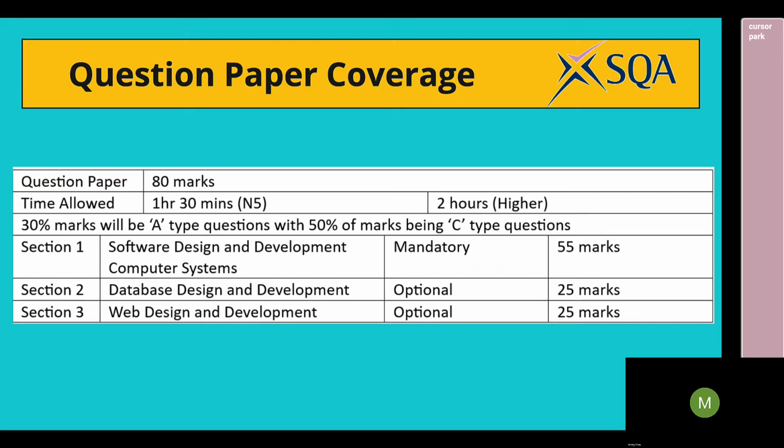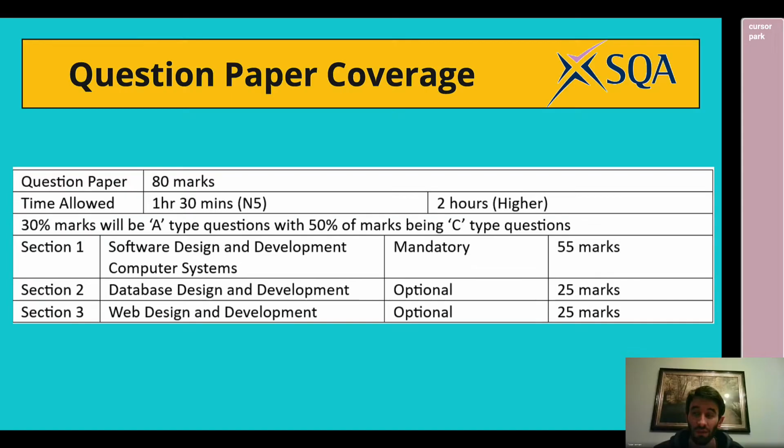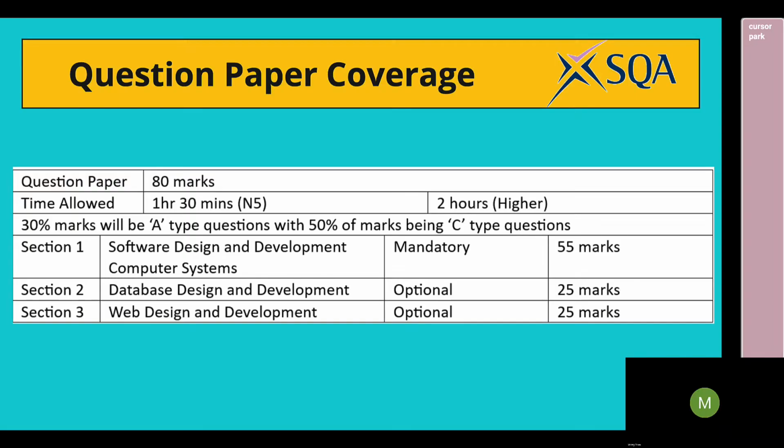Both exams have a total of 80 marks that are split across the mandatory and optional sections. So 55 of those marks are STD, and then 25 marks come from either the database section or the web section, whichever optional section you choose to do. And it's important to note that there is an additional requirement, and that's one that's often overlooked by teachers when they prepare their own assessment materials.